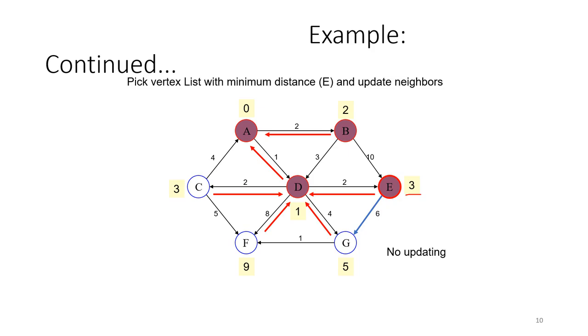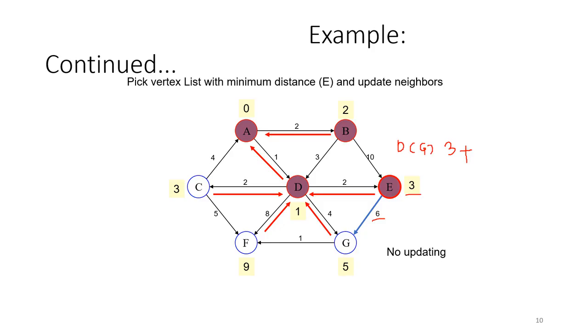So there is only one outgoing edge from E, and that goes to G. So what will be the distance of G after knowing E? It will be 3 to get to E plus 6, this new distance. So distance, I will just write D now.